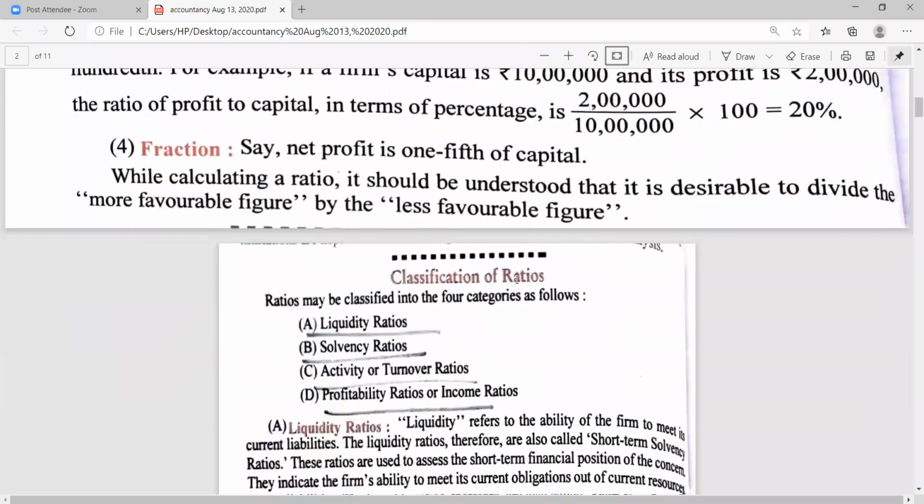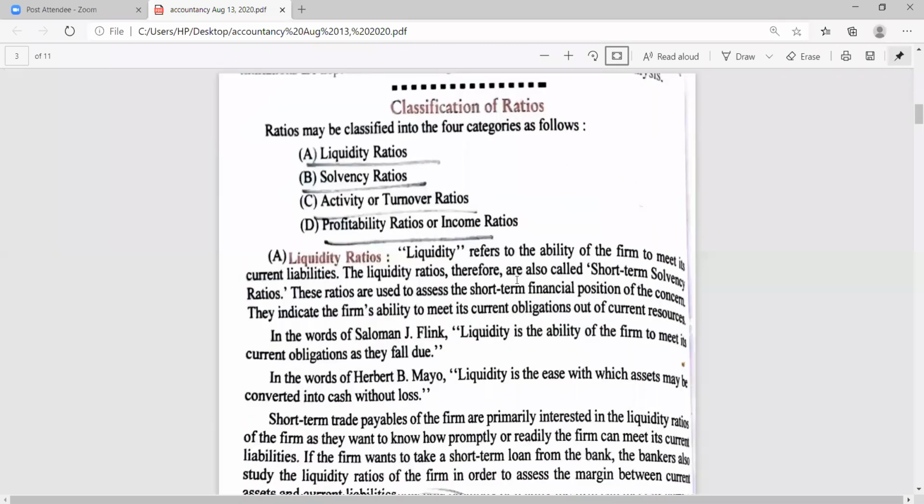Now, let's come to the accounting part. How the ratios are to be calculated. For the sake of accounting treatment, you have to categorize the ratio analysis into 4 categories. In how many categories is ratio analysis to be categorized? In 4 categories, ratio analysis is to be categorized.